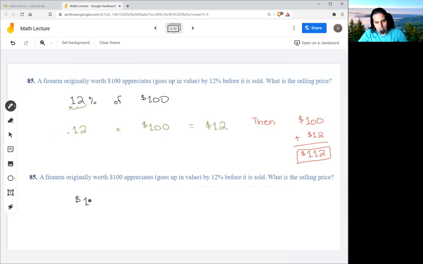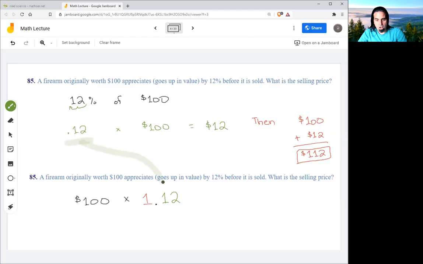But I'm going to take that $100 and I'm going to multiply it by one to keep the $100 from disappearing, and 0.12 because that's the 12% change.